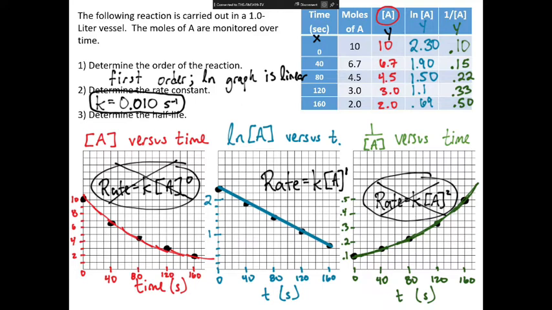Flip your handout over, and there are two half-life equations on the chart. If a reaction is first order, the equation for half-life is t half equals, I think, is it 0.693 over k, or is it upside down? Yeah. Okay, that's on top. So, you know k, you can find the half-life.